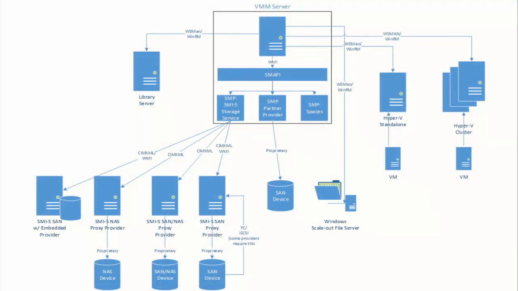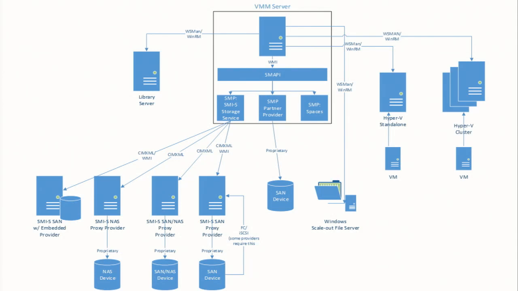So the different types of providers, just if we explode this out, I'm going to start from this side here. SMI-S providers come in different flavors, so there can be an embedded provider that sits on the NAS, on the storage device itself, no additional servers required. We do have support for NAS proxy providers. A proxy provider is essentially another machine that sits on a network where VMM communicates to this machine, and then the proxy provider communicates to the NAS device.